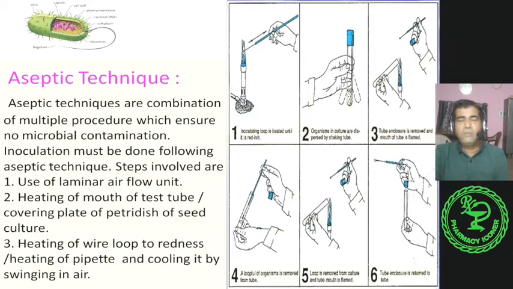Then the mouth of the inoculum tube is heated, so that cross contamination does not occur. Then the cotton plug or closure is removed, and this heat-sterilized loop is dipped into the inoculum. Then again it is heated and the closure is closed. So this is the first part. Why are we heating? To avoid cross contamination.